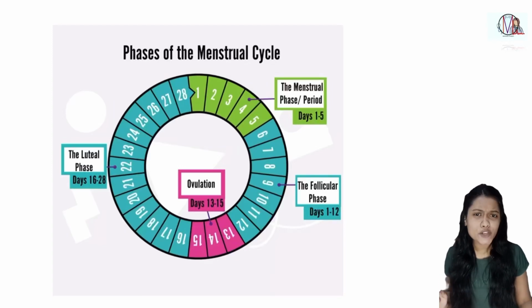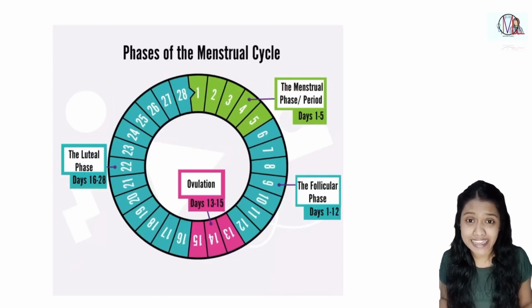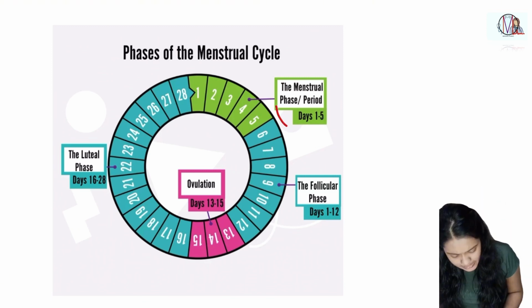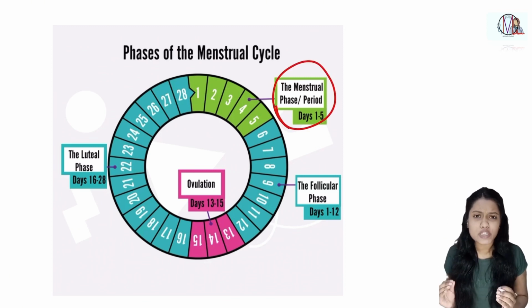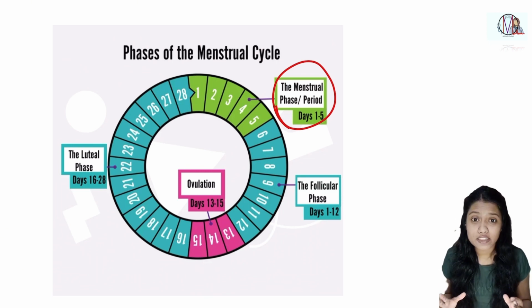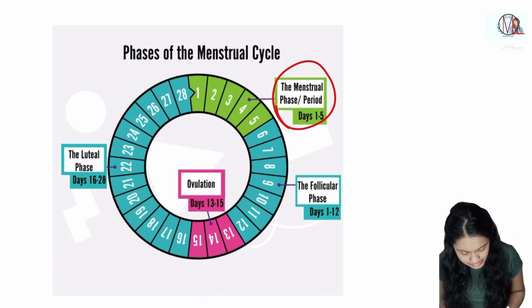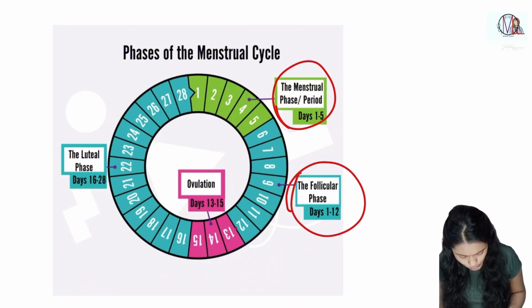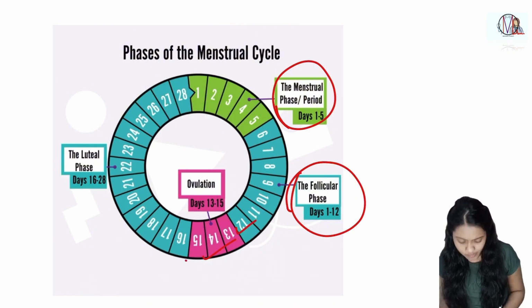Everyone, in this video we'll be discussing the menstrual cycle. The menstrual cycle has 3 phases. The first phase is the menstrual phase. This phase lasts for about 3 to 5 days or sometimes 7 days. The second phase is the follicular phase. This phase lasts for about 12 days or sometimes 14 or 15 days.